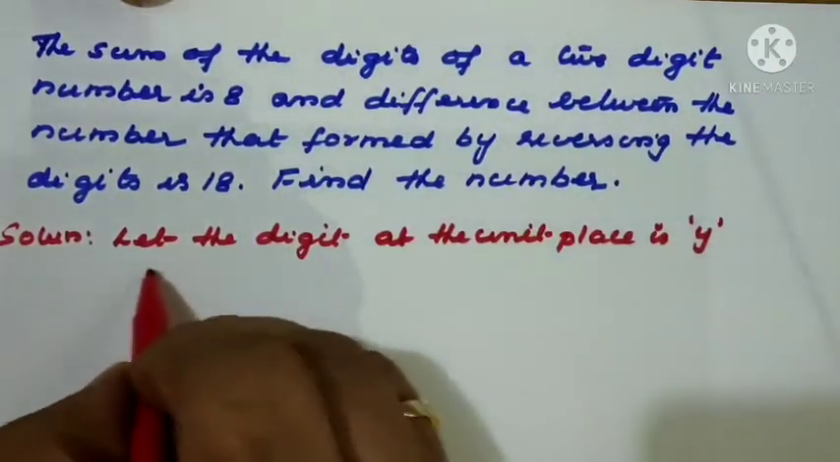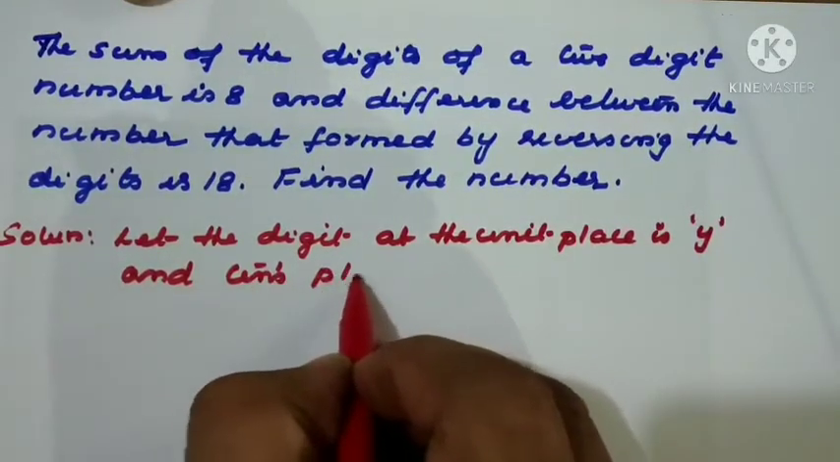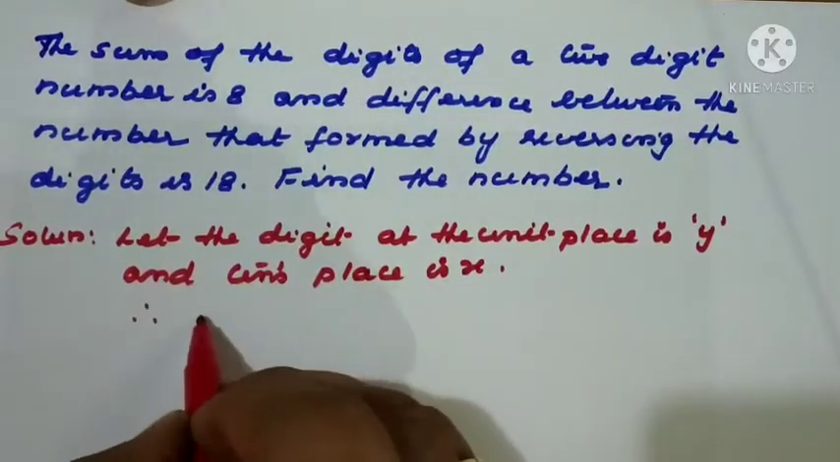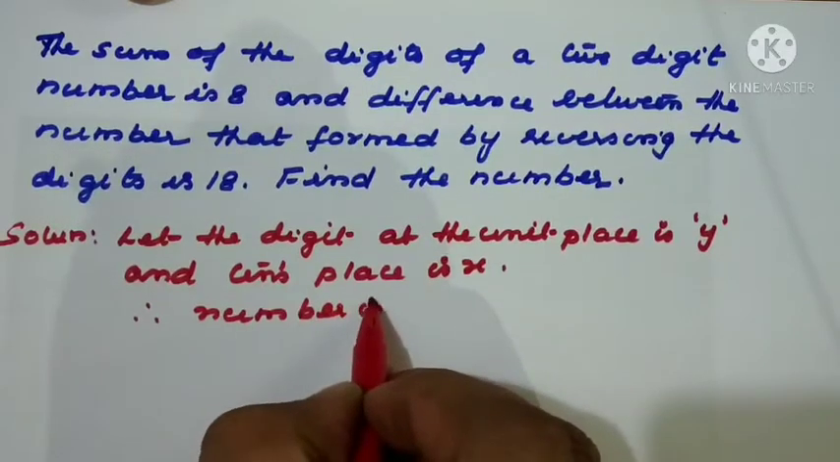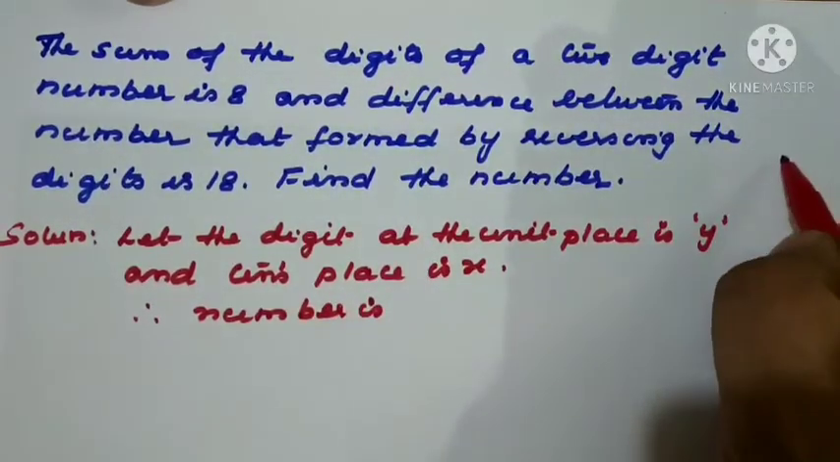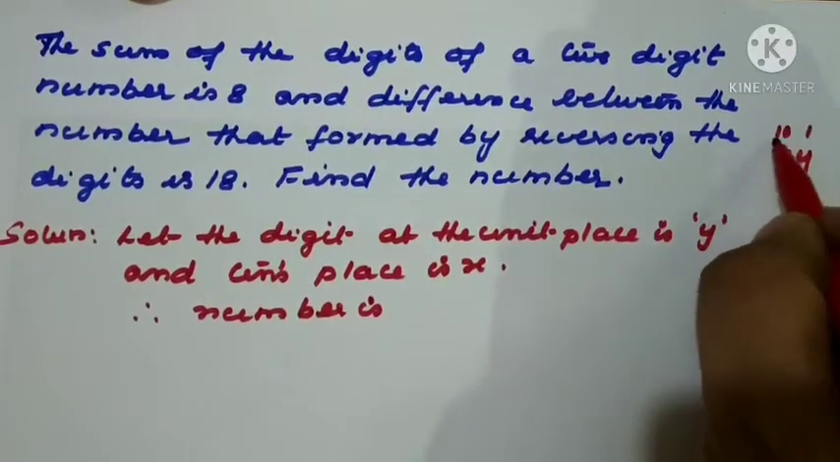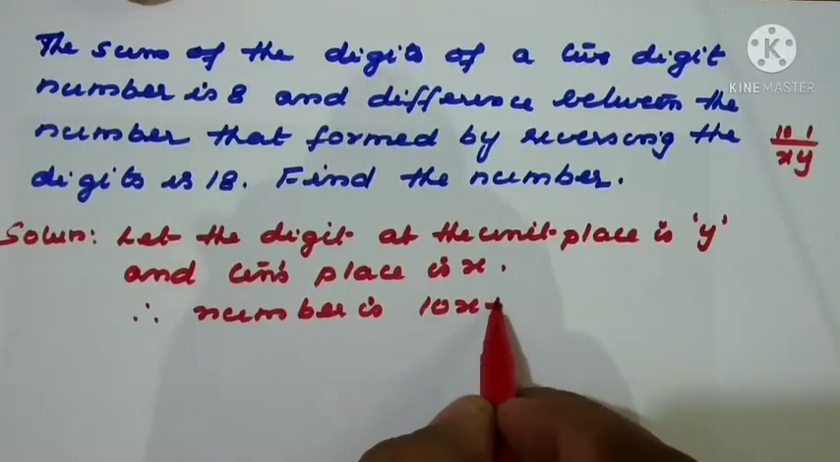Y and tens place is x. Therefore, the number is, see, tens place, how will I write here? xy. So x is in tens place and y is in ones place, right? So the number is 10x plus y.